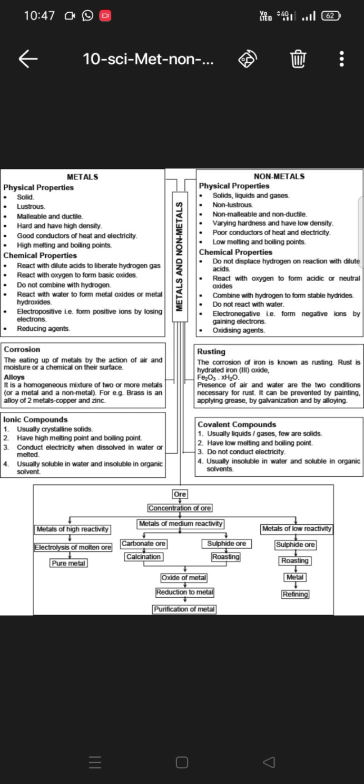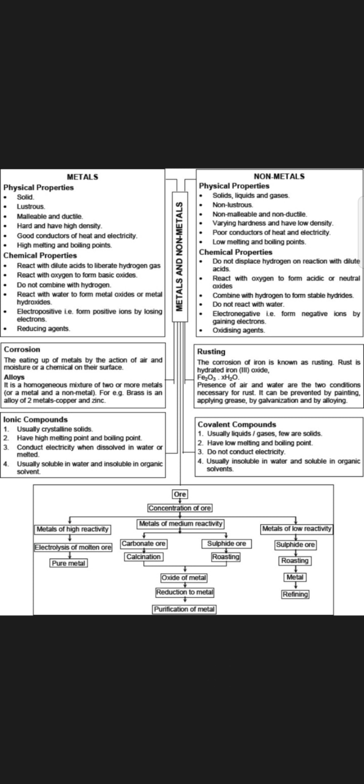Whatever properties metals have, non-metals will have the total opposite properties. If metals are good conductors, non-metals are bad conductors. If metals are lustrous, non-metals are non-lustrous. So this is the differentiation between metals and non-metals. These are the physical properties which we have studied, and this is the complete description of the chapter.